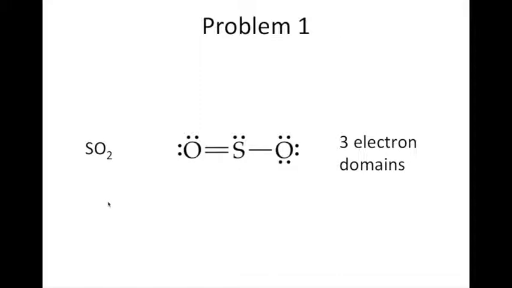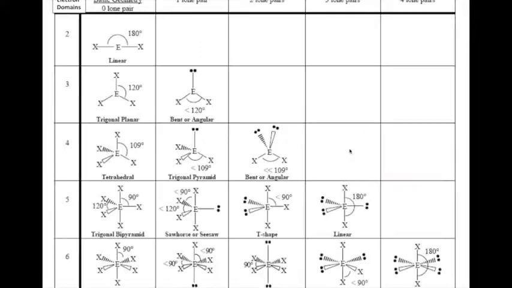Let's look at sulfur dioxide. First thing, of course, we had to do was draw our correct dot structure. You can see that here. If we count our electron domains, the sulfur is our central atom. We have a double bond, that's 1 electron domain, a single bond, that's 2, and a lone pair, that would be 3. So we have 3 electron domains around our central sulfur. If we look on our table, we find 3 electron domains, and the electron domain geometry is going to be trigonal planar.